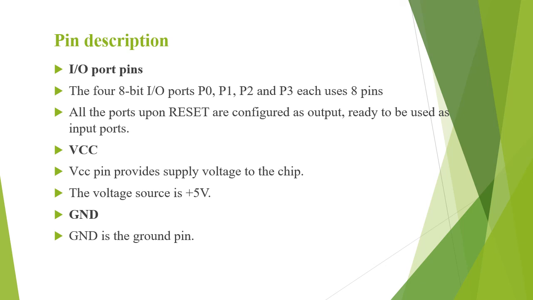Next is VCC. This pin provides the supply voltage to the chip. The voltage source is plus 5 volt. Next is GND, ground. It is the ground pin.